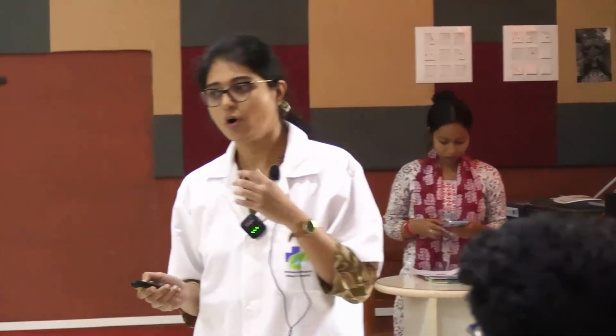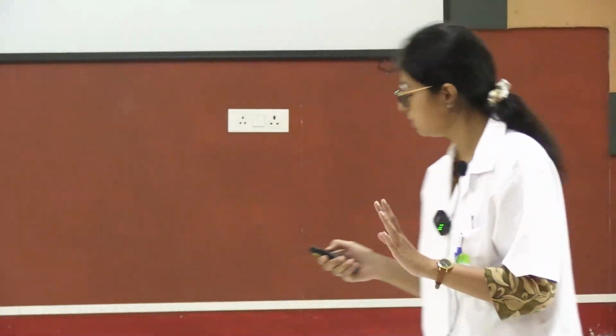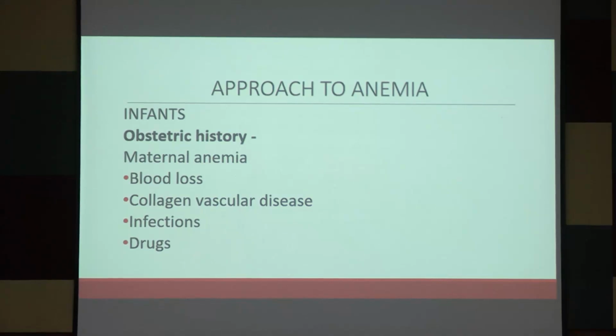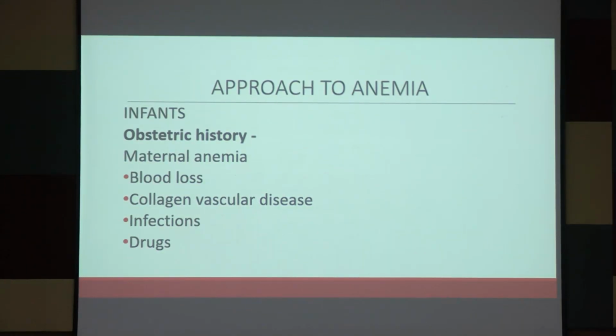Now we will learn about the approach to anemia. What do you mean by approach? Approach is first history taking, then examination of the patient, then doing the relevant investigations and reaching a diagnosis. So suppose an infant is presenting with anemia. Who is an infant? From birth to 1 year of age.